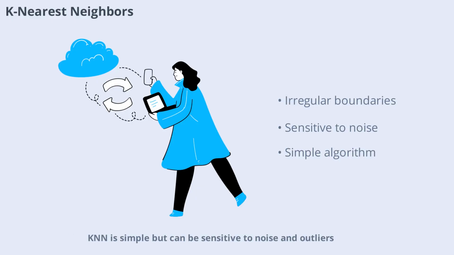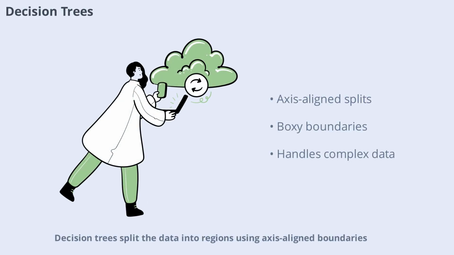KNN is simple but can be sensitive to noise and outliers. Decision trees split the data into regions using axis-aligned boundaries. Each split creates a new branch and the final leaves represent the predicted classes. The resulting boundaries are often boxy, following the feature axes. Trees can handle both linear and nonlinear problems.